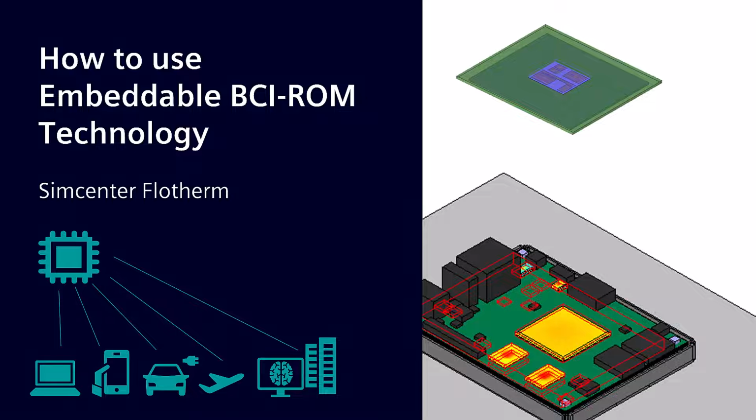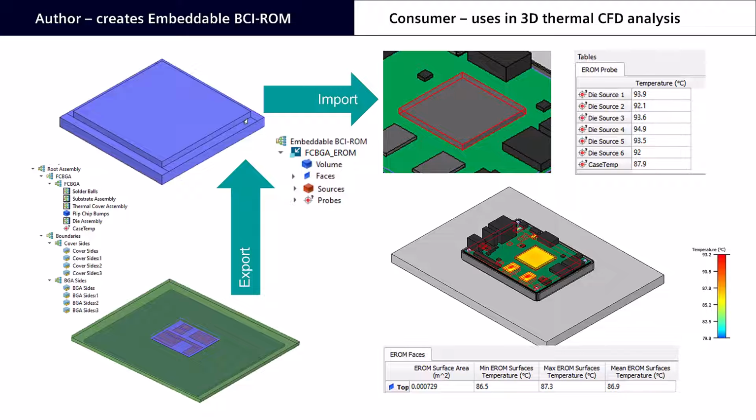Embeddable Boundary Condition Independent Reduced Order Model, or Embeddable BCI ROM technology, makes it possible to achieve predictive accuracy in static or transient system level thermal analysis without the internal specifics of the physical detailed model. In this video, the workflow to create and then use an embeddable BCI ROM in a system level design is demonstrated.